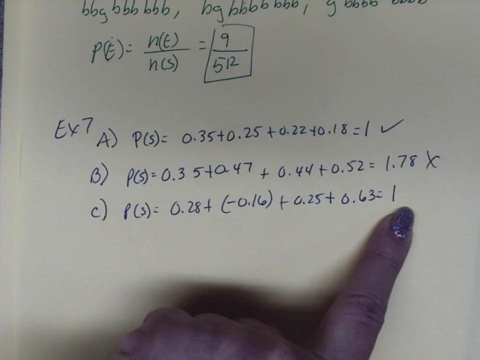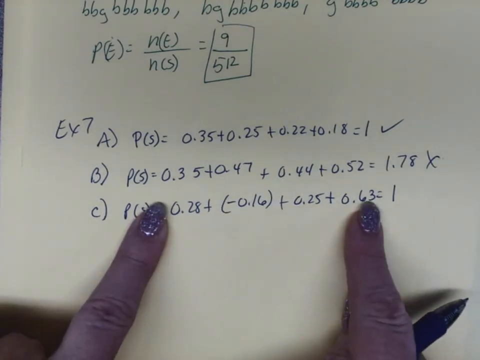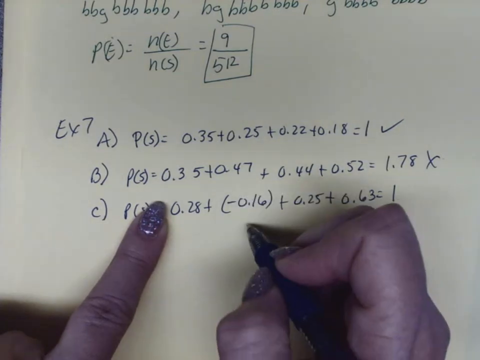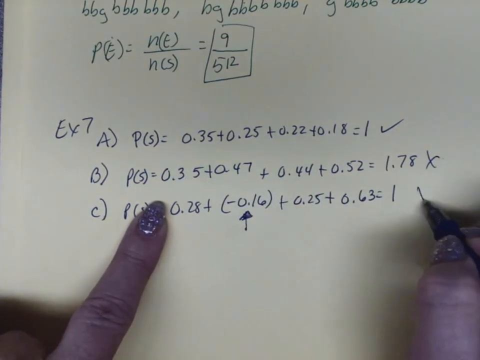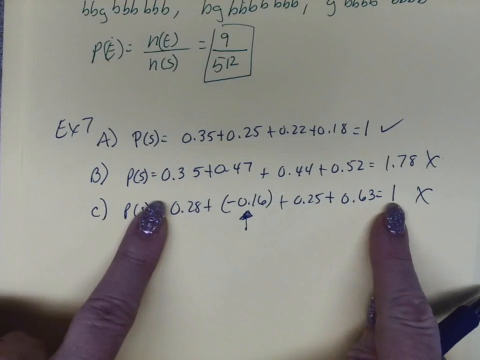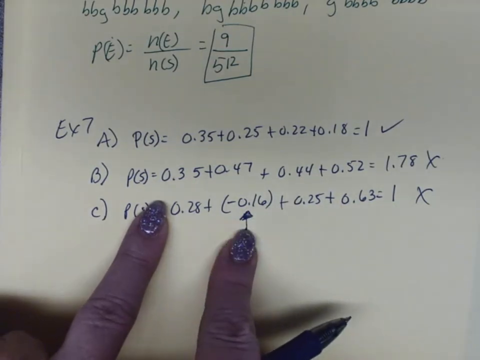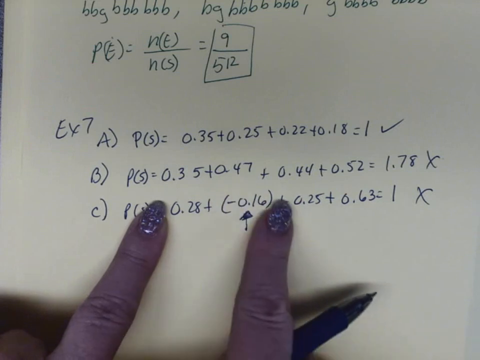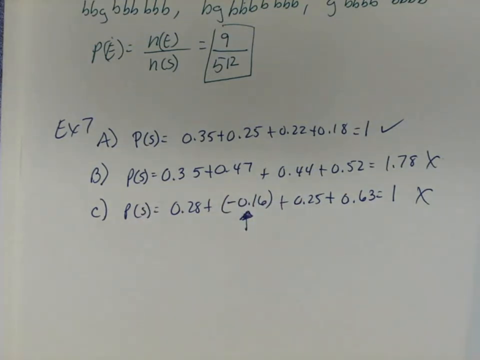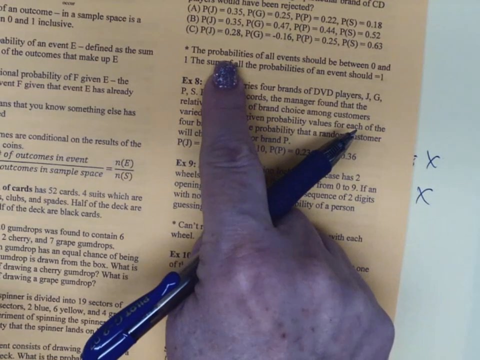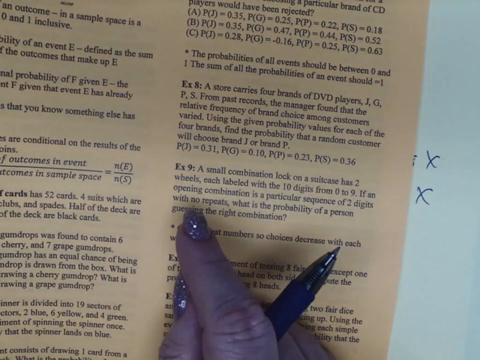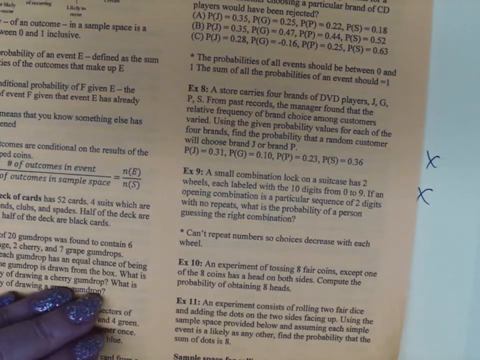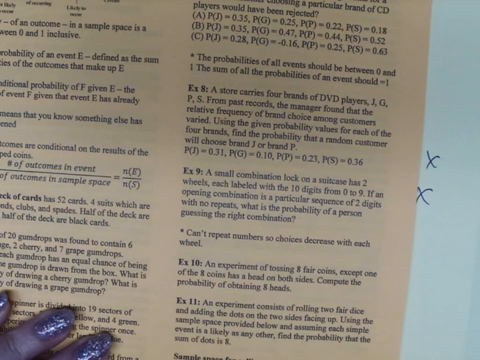But there's a problem with this one. All of our probabilities have to be between 0 and 1. This is a negative value, so it makes this invalid. Even though the total probability equals 1, the fact that we have one of our probabilities out of the range of 0 to 1 makes that one invalid. So the only one that will work is A. All right, and on your handout, again, I have a little note. The probabilities of all events should be between 0 and 1. And the sum of all of them of an event should equal 1.